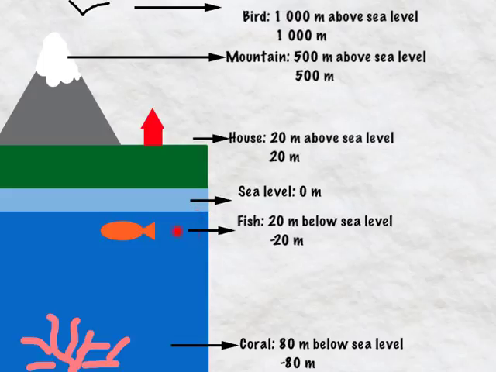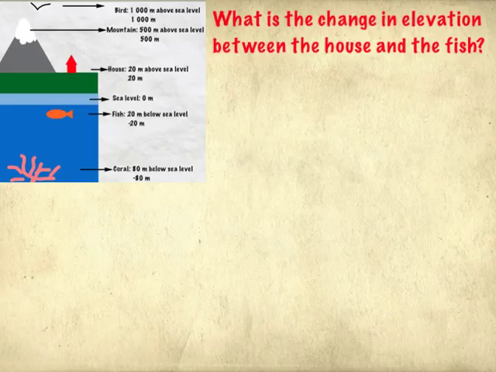Now if I go under the sea, this fish is swimming along 20 meters below sea level. So since it's below, we're going to call that negative 20 meters. And this coral is 80 meters below sea level, so I'm going to call that negative 80 meters.